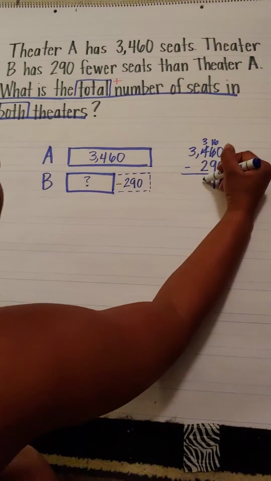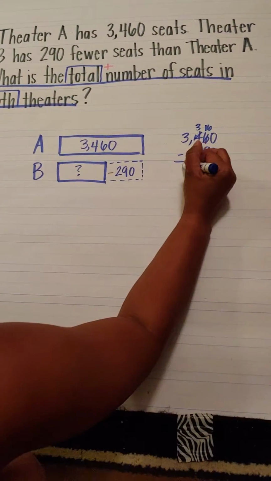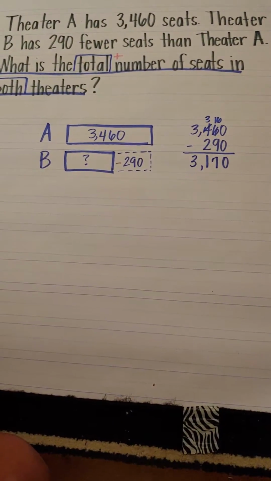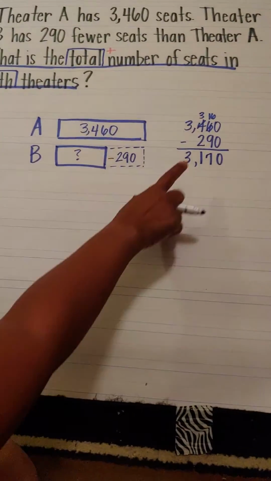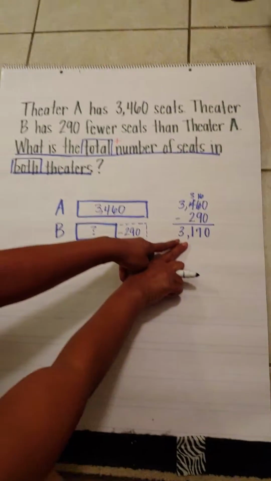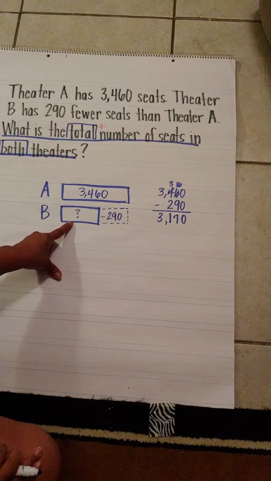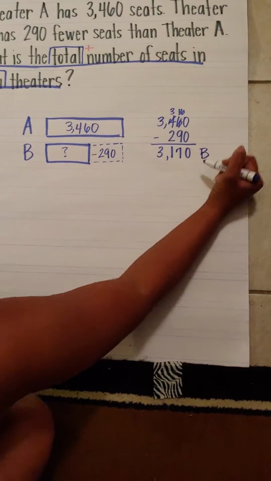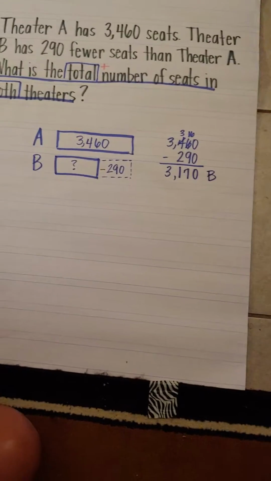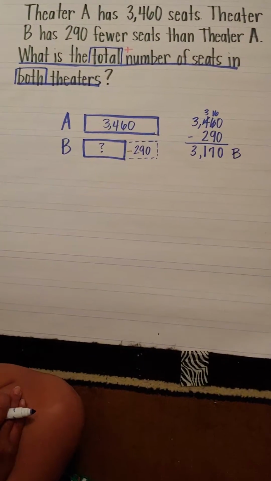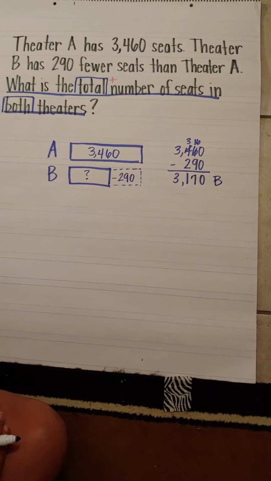3 minus 2 is 1. And we'll just bring down this 3. So now we have 3,170. This is not the total number of seats. This is the seats for Theater B. Okay, so if you want to, you can write B next to it, so that way you can know. So are we finished with our word problem? No, we're not, because this is a two-step problem.